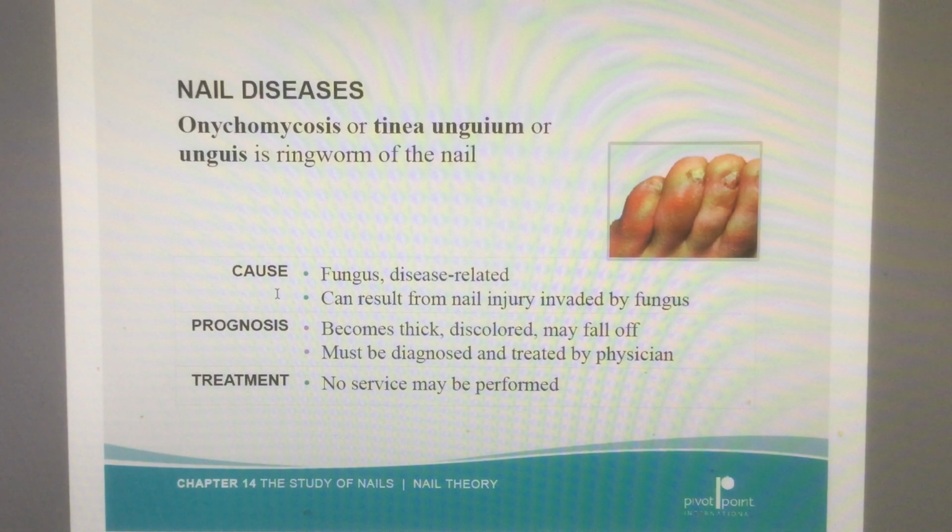Okay. The cause is fungus, disease related. It can result from nail injury invaded by fungus. What the prognosis, that becomes thick, discolored, may fall off and must be diagnosed and treated by a physician. Don't go give them your grandma's remedy. You need to have it treated by a physician. And as far as treatment as manicurists, no service may be performed. Okay, and you know what they say is that you have a 75% chance of it reoccurring once you get it.